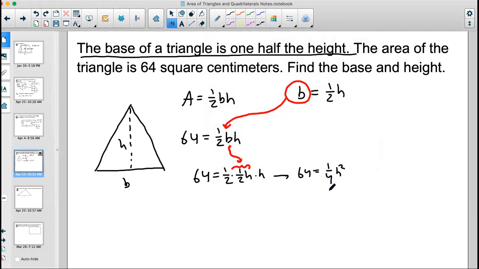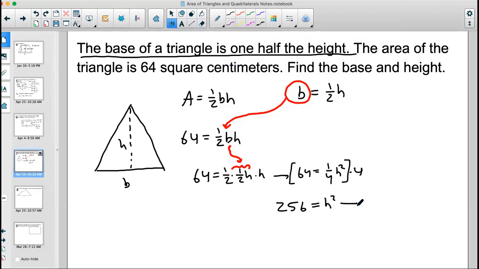So I get 64 is 1/4 h squared. My thinking is to get the h by itself, I should multiply both sides of this thing by 4. Multiply the whole equation by 4. So 4 times 64 is 256. 4 times 1/4 is 1. That was the whole point of this. And 1 times h squared is just h squared.